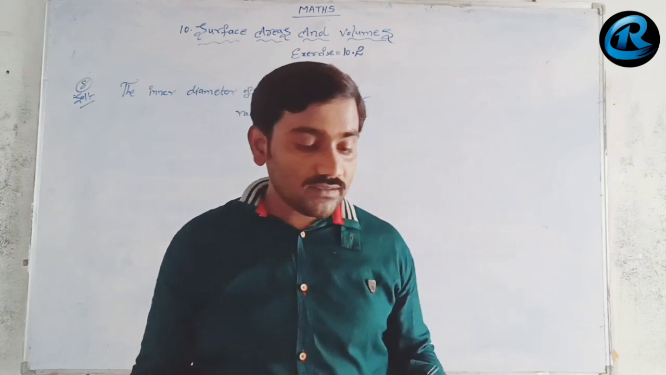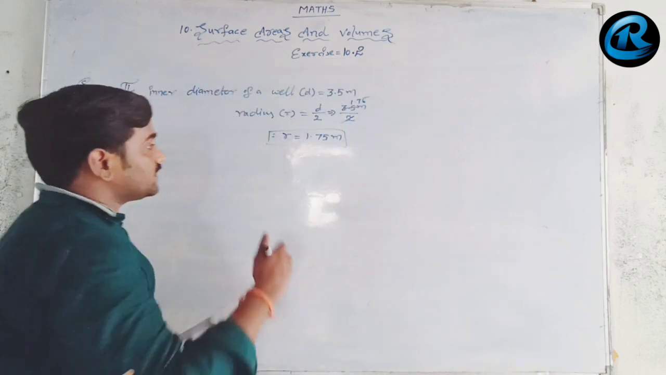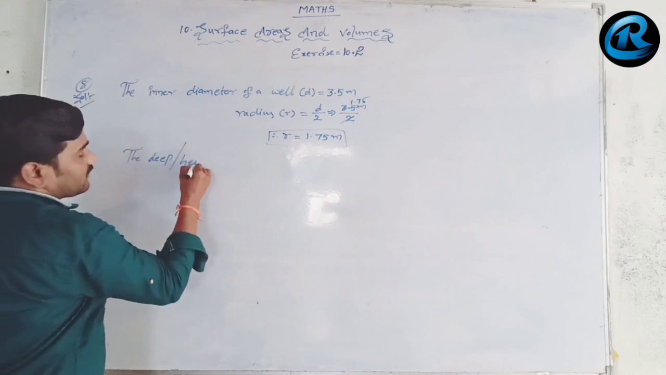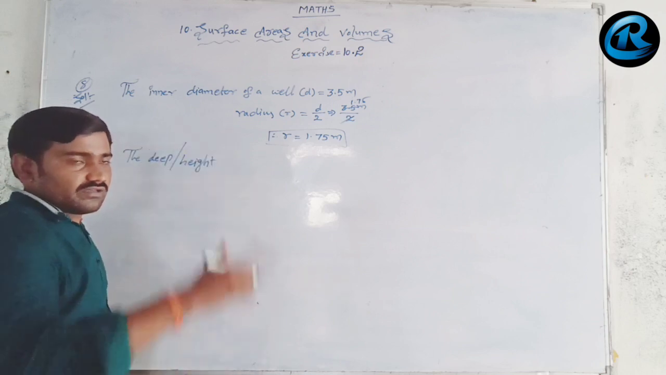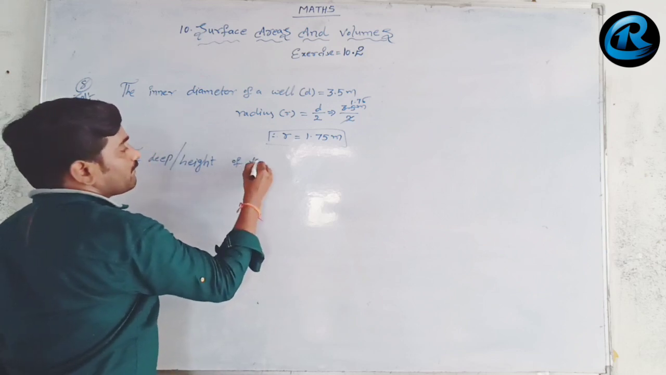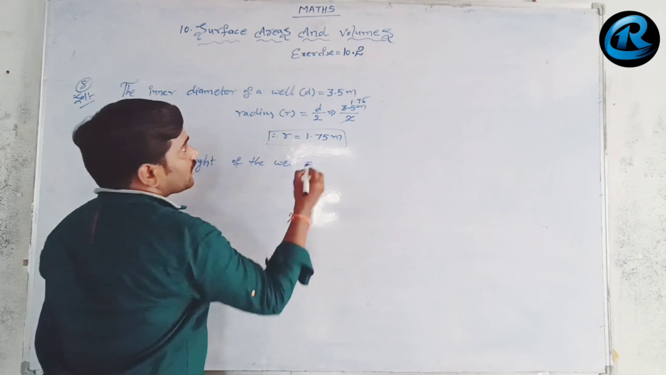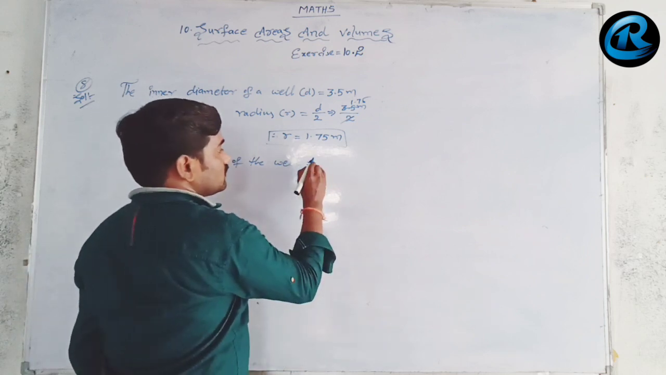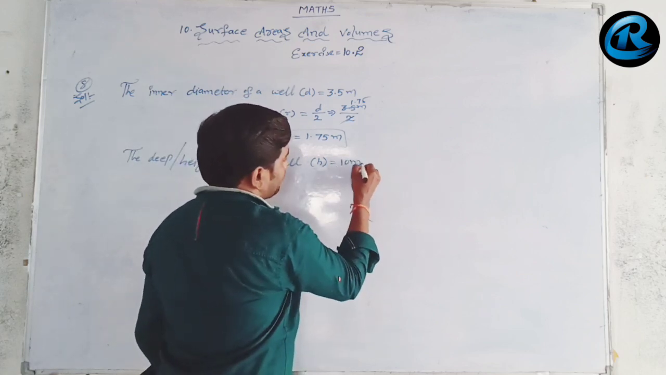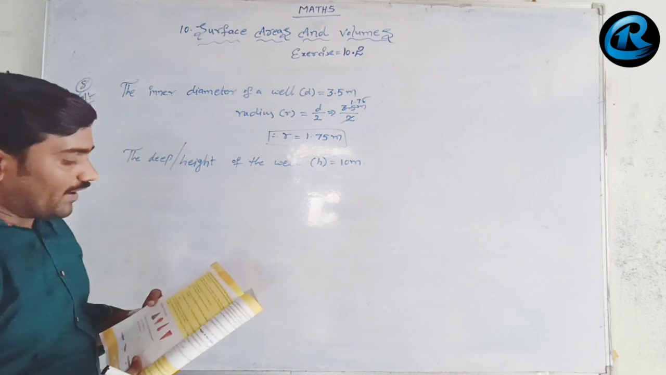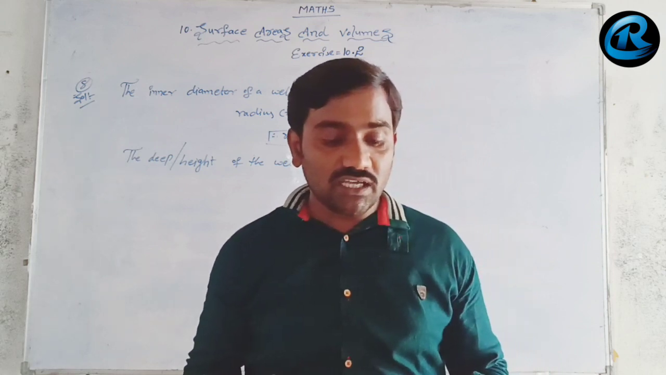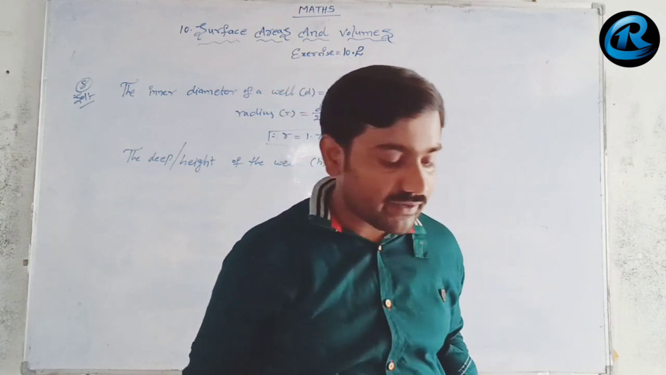Now next, the depth is nothing but the height of the well. Depth we can consider as the height of the well. The depth of the well is 10 meters. So find out the curved surface area and the cost of plastering the curved surface area at the rate of 40 rupees per meter square.